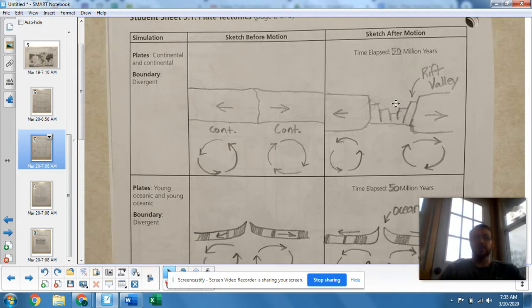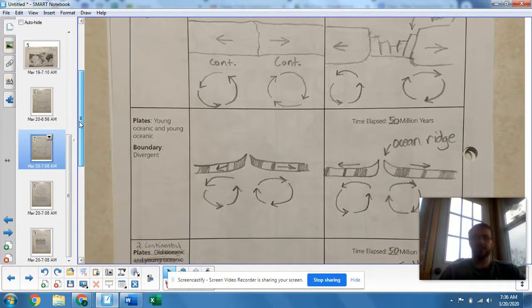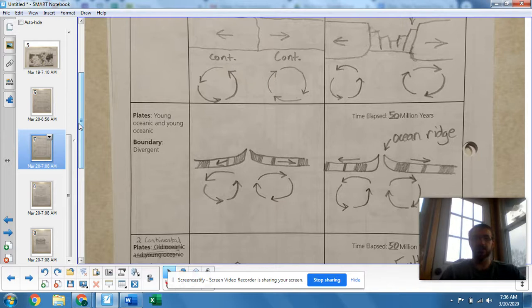Eventually, if this gets thin enough, you would have obviously an opening where magma can come up. You might have the ocean come over it or water gather here, and you would eventually form a mid-ocean ridge, or an ocean ridge at least, because you'd have magma come up and it would form basalt, which is what oceanic crust is made out of.